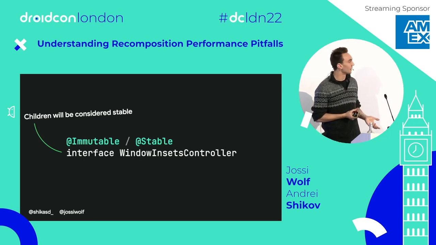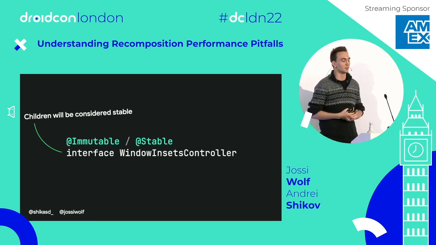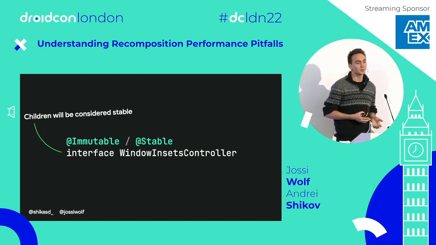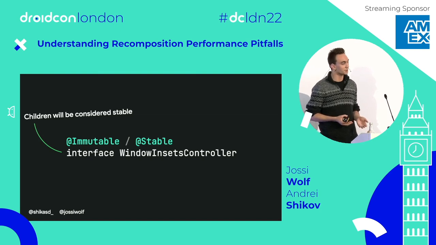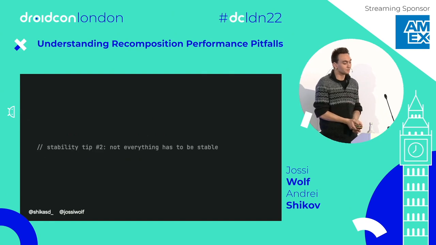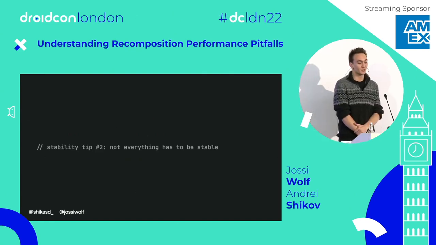And you can also apply this annotation to interfaces, for example, and then their children will actually be considered stable. Now, that's quite a heavy guarantee to make, because you really have to ensure that all of the implementations are then stable too, but it can be a very, very helpful tool. Stability tip number 2: not everything has to be stable. It's fine for some things to be unstable.